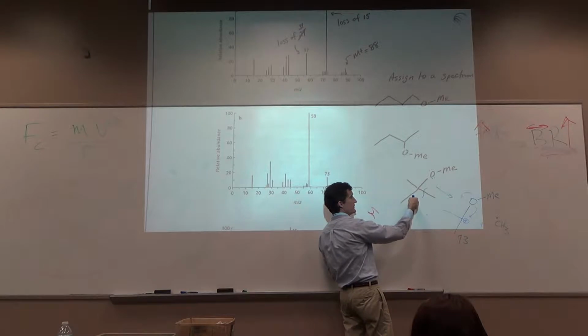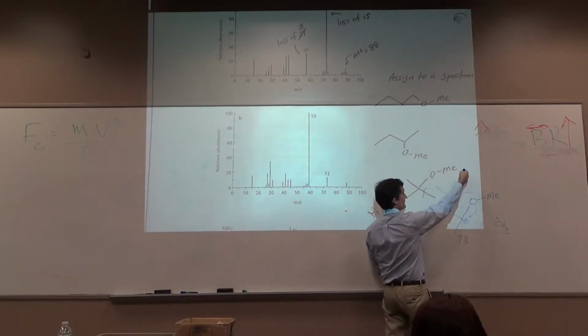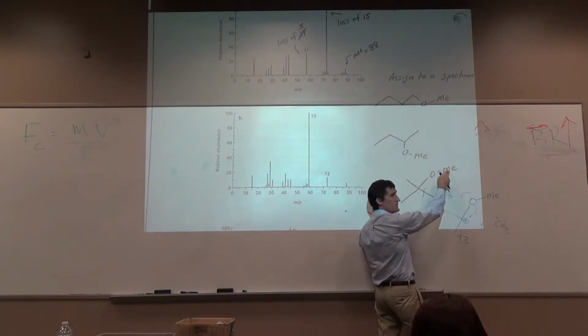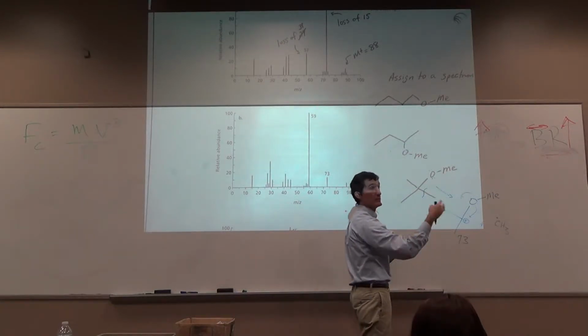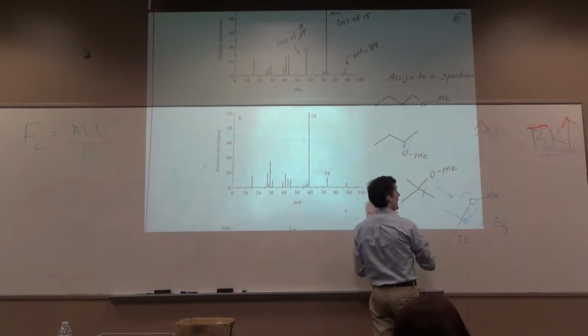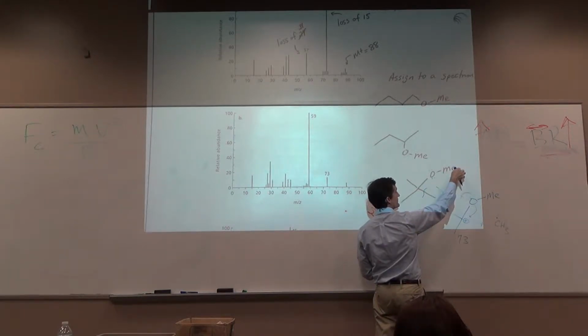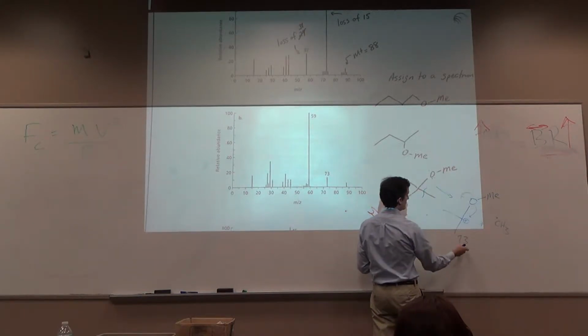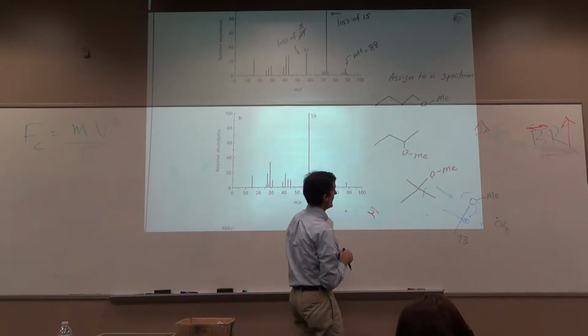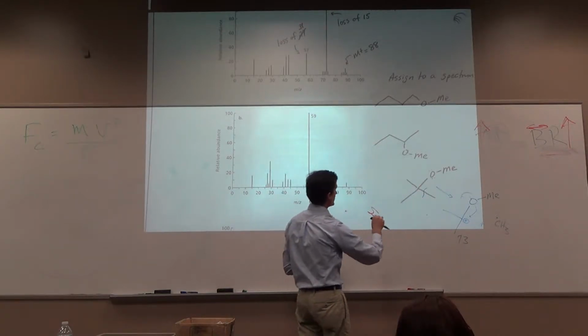We cleave here, but the same thing. Here's the same thing. Can we cleave something here and get a cation here? What do we have to cleave here? That's a CH3. You can cleave an H, okay? We'll see if we need to do that. Cleave an H, that would give a peak at 87. But that's a major alpha cleavage.